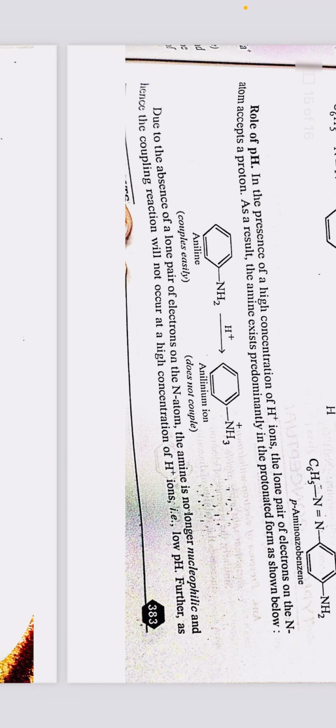Role of pH. In the presence of high concentration of H+ ions, the lone pair of electrons on the nitrogen atom accepts protons. As a result, the amine exists predominantly in the protonated form as shown below. Due to the absence of the lone pair of electrons on the nitrogen atom, the amine is no longer a nucleophile, and hence the coupling reaction will not occur at high concentration of H+ ions, that is low pH.